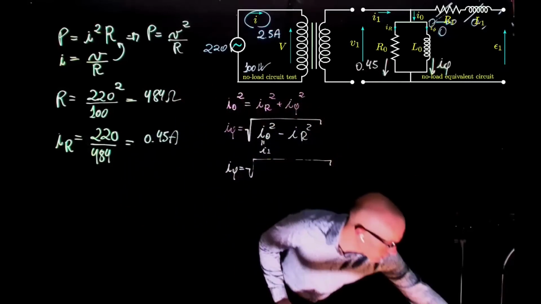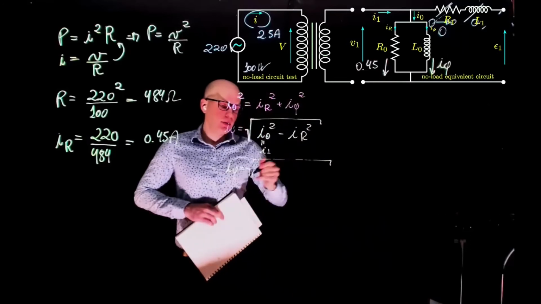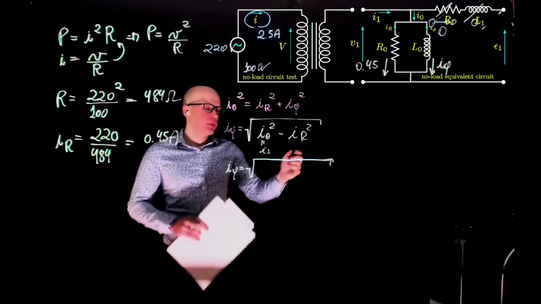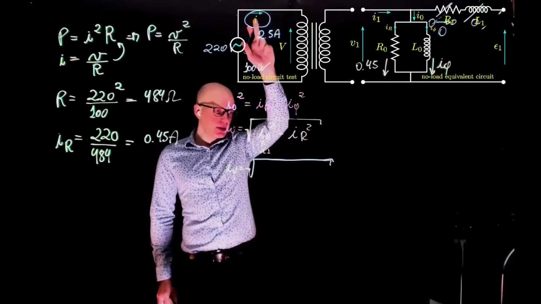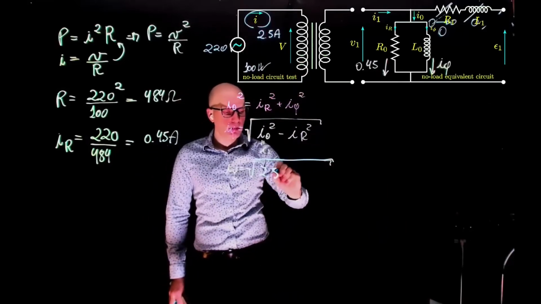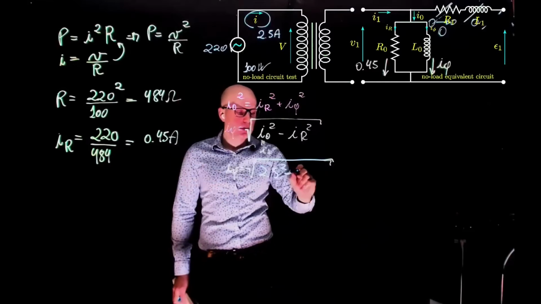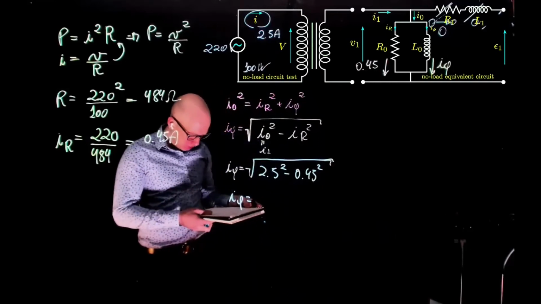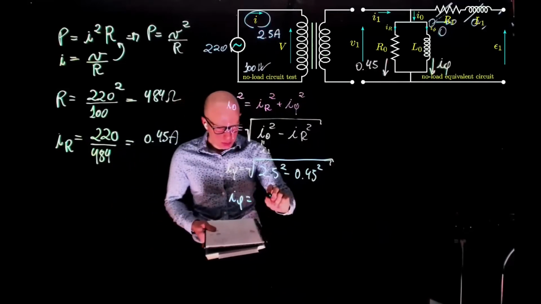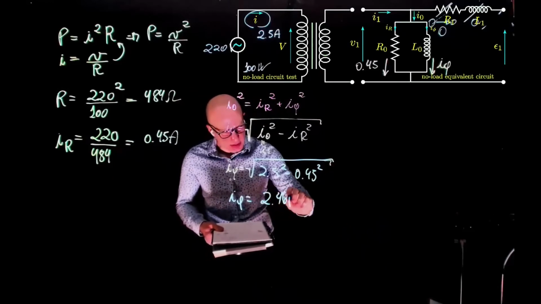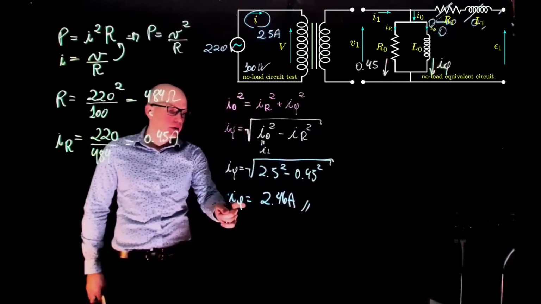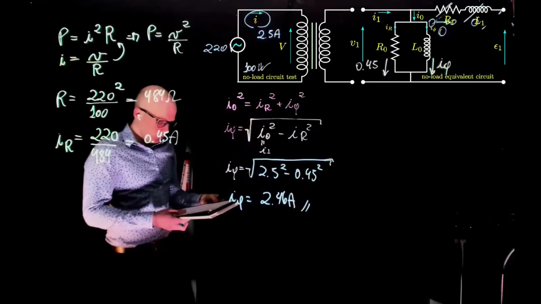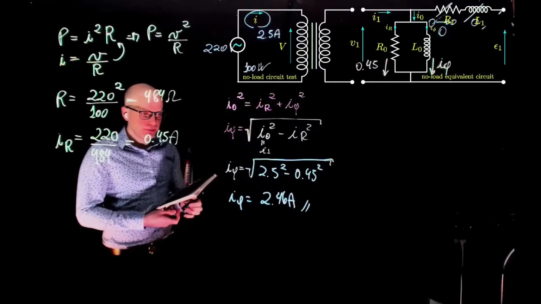All my markers decided to stop. Okay, there, that's better. I0 is given in the problem, 2.5 amps. That's the input current here. Minus IR, we just calculated 0.45. So this gives I phi as 2.46 amps. Now it takes a lot more power or current to magnetize the core than it is dissipated in Joule losses, which is good.